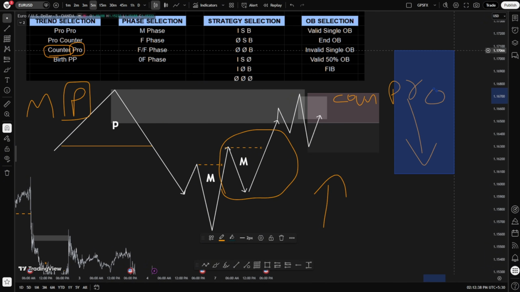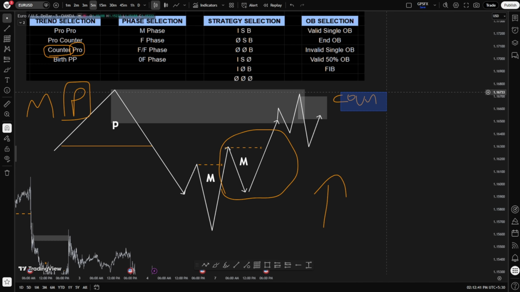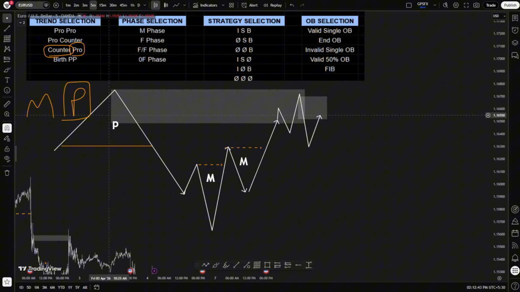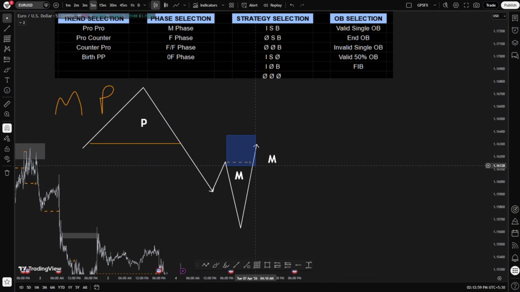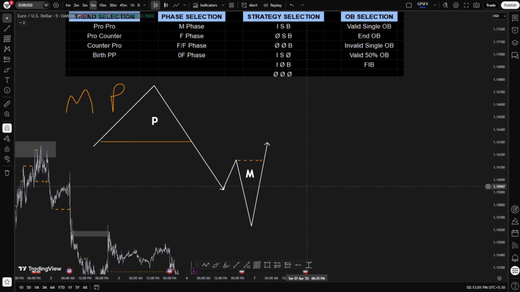Okay, so hope this is clear for you guys. Let's move on to the next one. Okay, so the next one is birth pro. Actually, the PP means it's pro. And what does this mean? It actually means this point at this point in the structure, this particular trade.